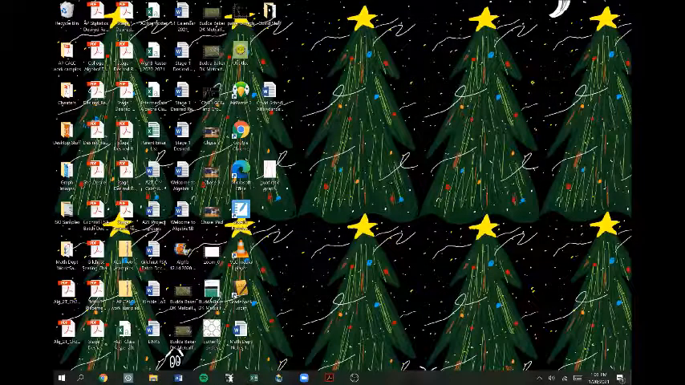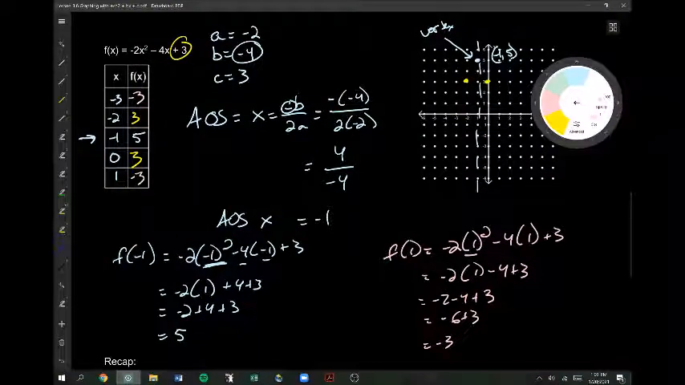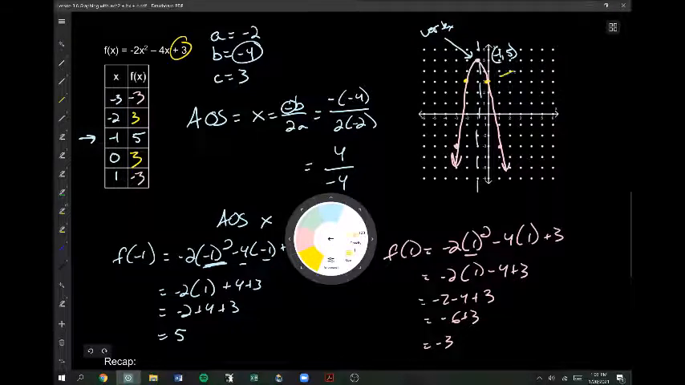So I have 1. Hi, Christmas trees. I have the point 1, negative 3, and I have the point negative 3, negative 3. I have this parabola. I have a y-intercept at 0, 3. I have roots here and here. I'm not sure what those points are. So this is me graphing the parabola f of x equals negative 2x squared minus 4x plus 3. Beautiful stuff. Nice work. I should also label the AOS. The AOS is the line x equals negative 1.